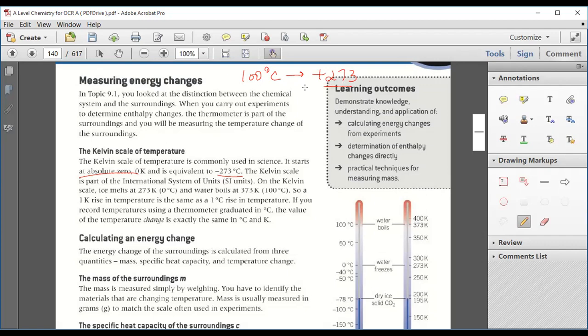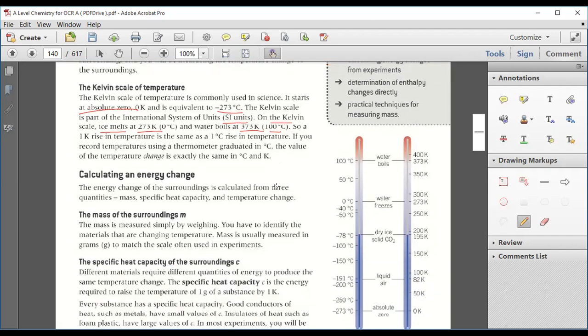The Kelvin scale is a part of the international system, that is SI units. On the Kelvin scale, ice melts at 273, that is 0 degrees Celsius, and water boils at 373 Kelvin, that is 100 degrees Celsius. A 1 Kelvin rise in temperature is the same as a 1 degree rise in Celsius. So whether we say a 1 degree rise in Kelvin or in degrees Celsius, both are the same. Clear?